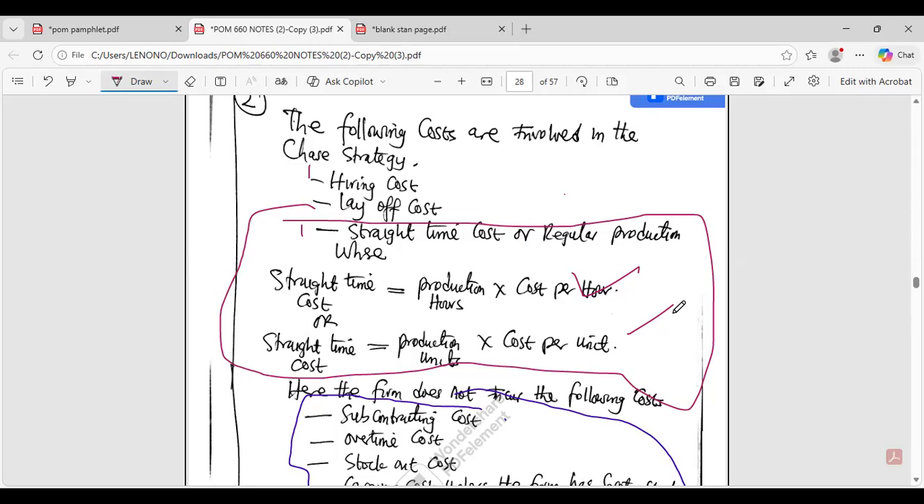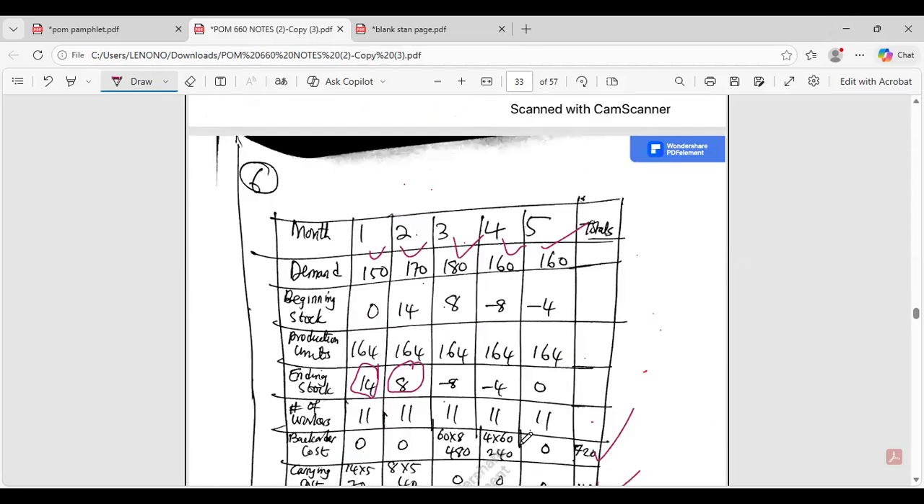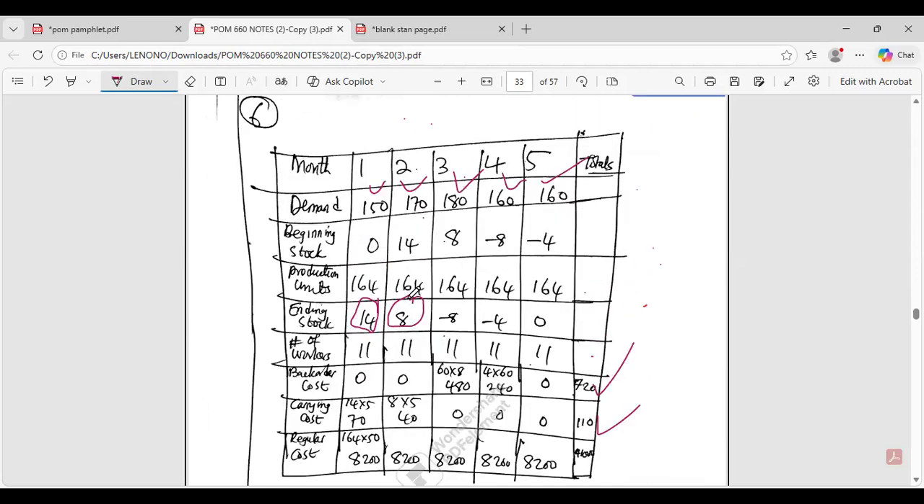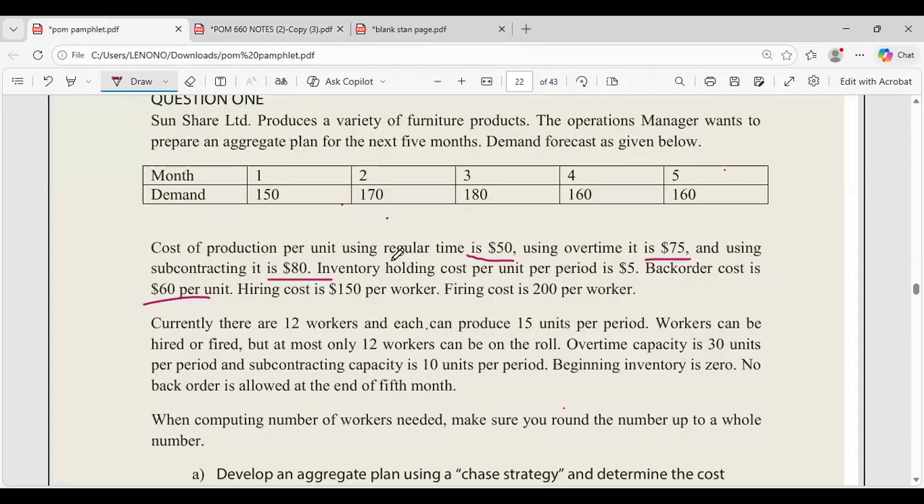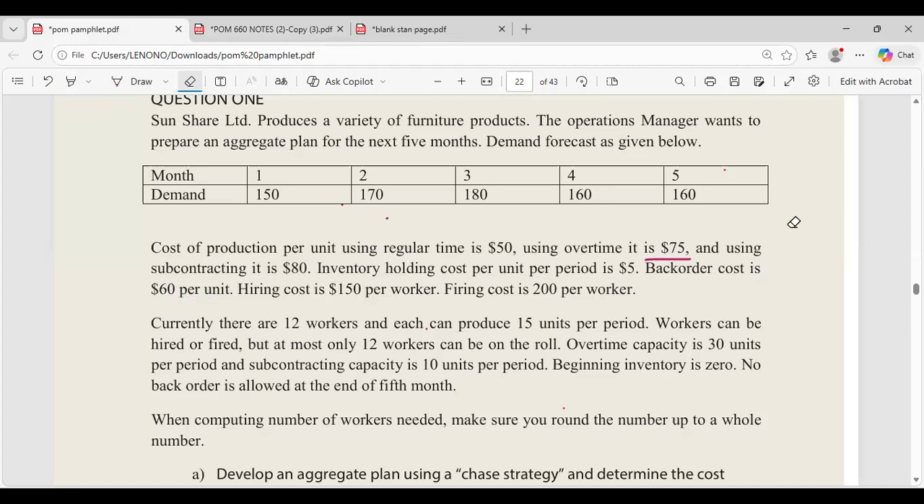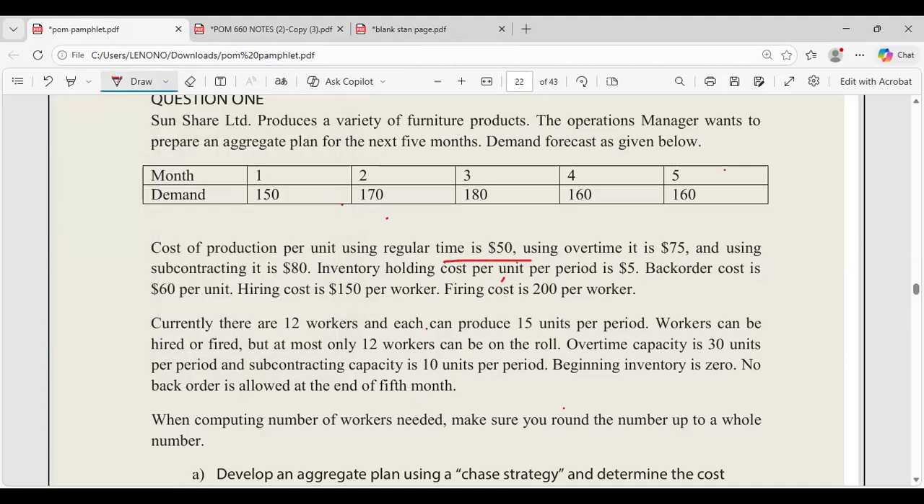Okay, so now we are finishing up this one shortly. So you are going to multiply now. How many units are you producing? 164. But what is the cost of production using regular time? The cost of production. Was it 50? Yes, it's 50. You are very right. So it is $50. That is the cost of production using regular time.